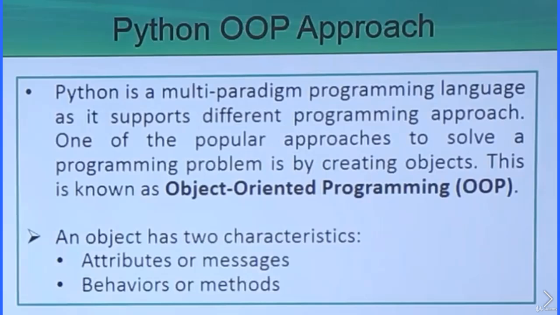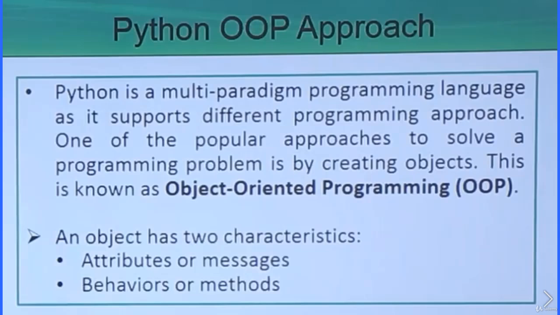So objects will be doing everything. That's why you will be defining objects, and using objects we will be writing our code. And that's why Python is known as an object-oriented programming language. An object has two characteristics. The first one is the attributes or messages. That means what are the different values these attributes can hold, and behaviors or methods which will define what are the different permitted operations that we can carry out on these attributes and messages.